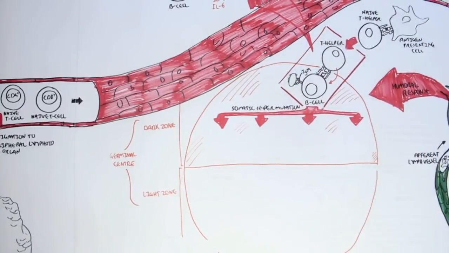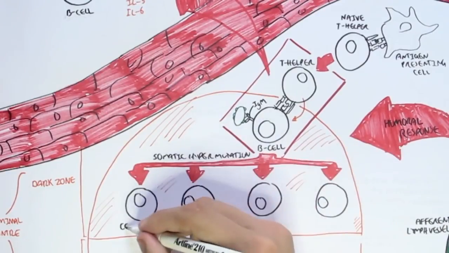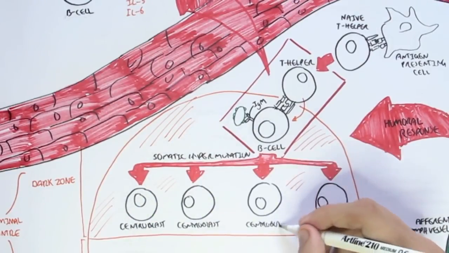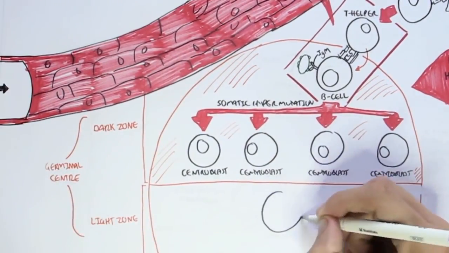So all these proliferated immature B cells are called centroblasts in the dark zone. And they all have unique antibodies now because of somatic hypermutation. Now let's stop there and go to the light zone.